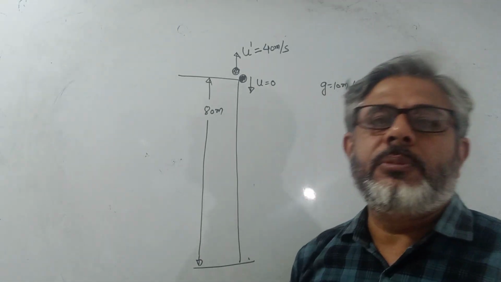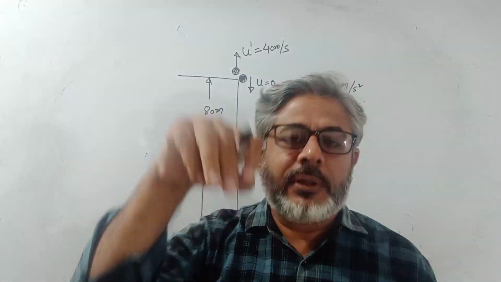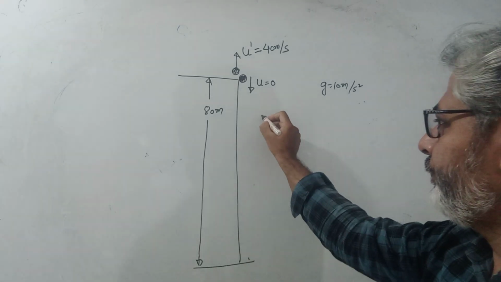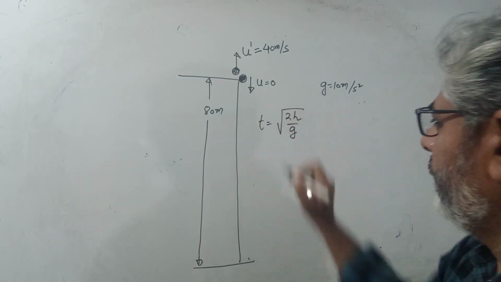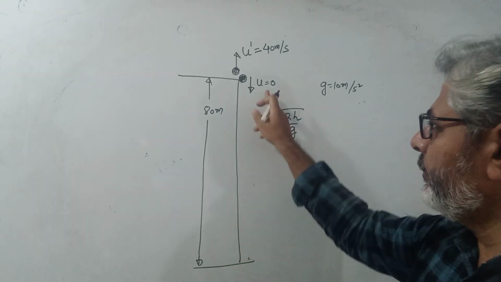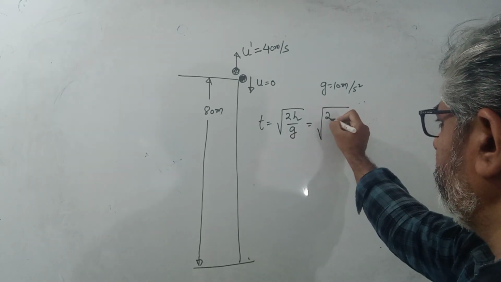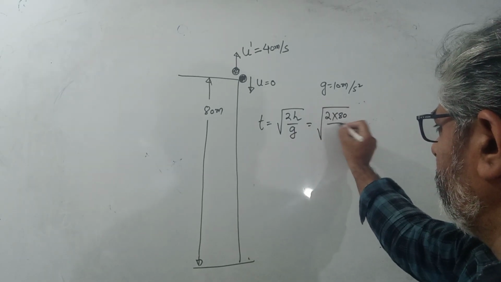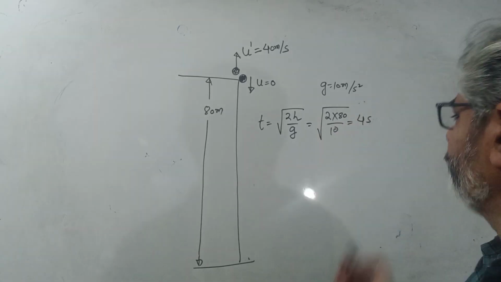So this is a very simple problem, and all of you should remember that when you drop something from a height h, the time it takes to come to the bottom is simply given by root of 2h by g. So this you simply get by writing h is equal to half g t square, and u is 0. Now when you solve this, then you will get 2 into 80 upon 10, so it is square root of 16, which makes it 4 seconds.